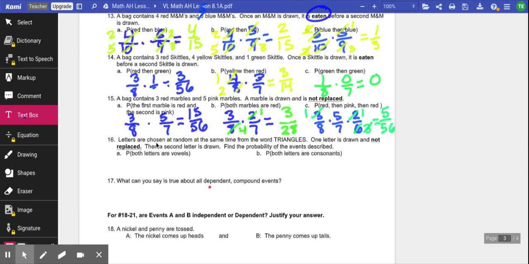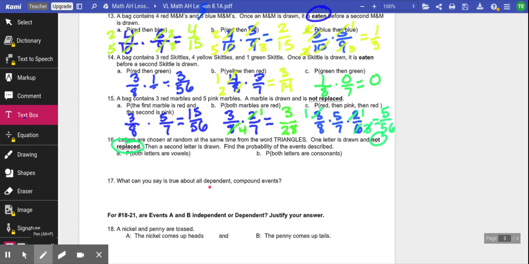Letters are chosen at random at the same time from the word triangles. One letter is drawn and not replaced. So we've got to pay attention to that. It's highlighted, it's bold, it's underlined, it's important. Not replaced means we have dependent events. The second letter is drawn. Find the probability of the events described.